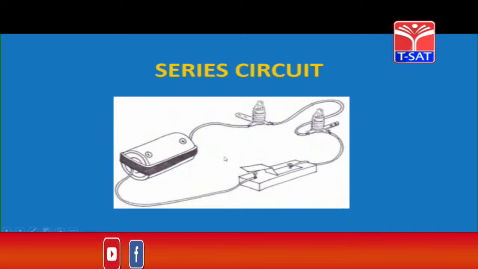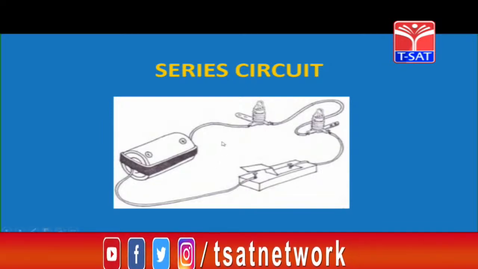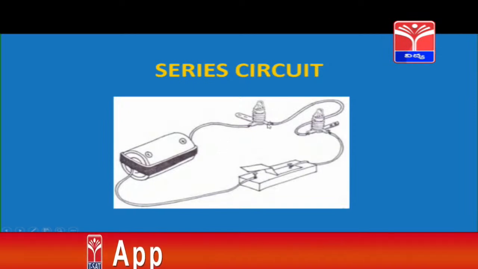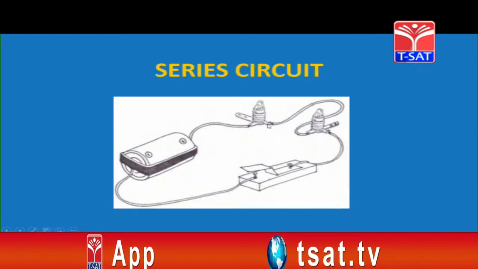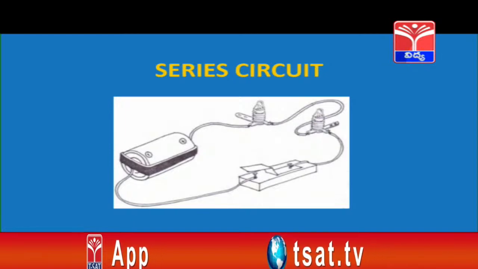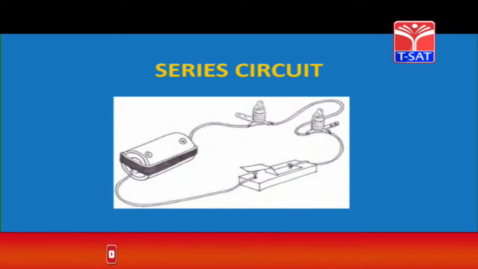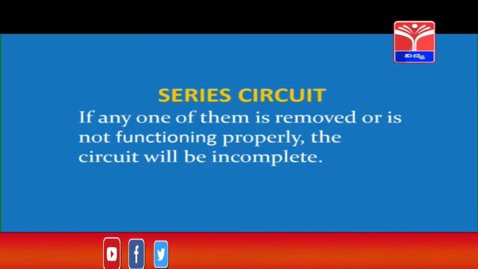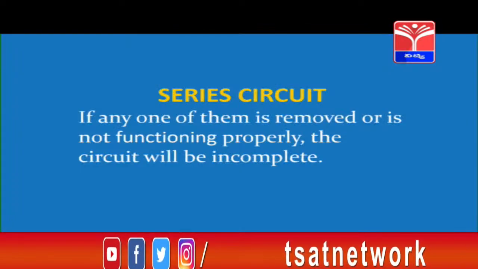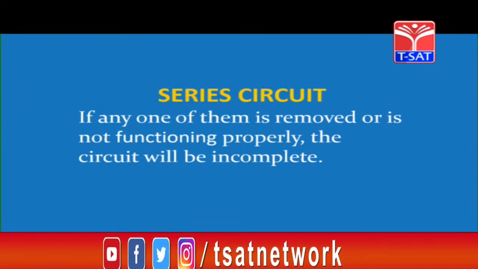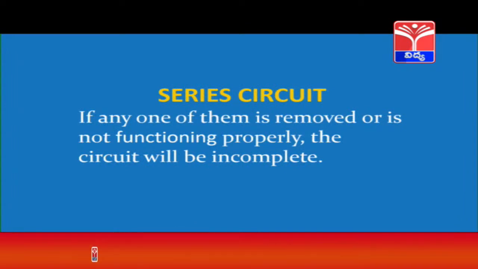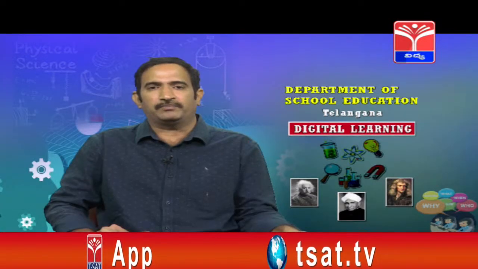By pressing the key, current flows through the circuit. Now what happens here? Instead of one bulb, we are using two bulbs. This type of connection is called a series connection. One bulb is connected to the other bulb. In a series circuit, if any one of them is removed or is not functioning properly, the circuit will be incomplete. That means if we cut any bulb, the current will not pass through the circuit. It is a simple circuit.